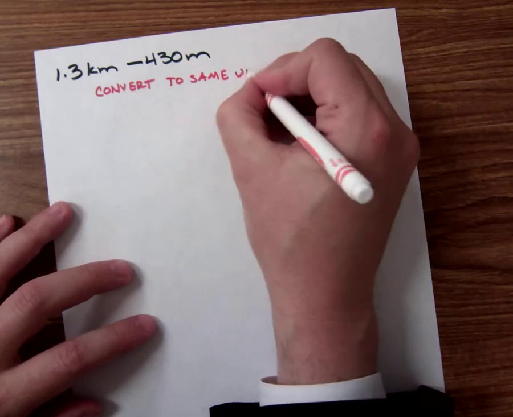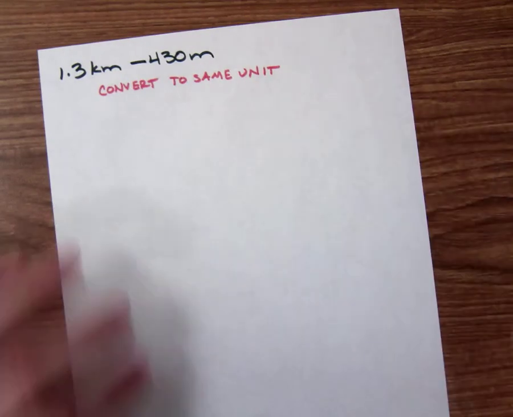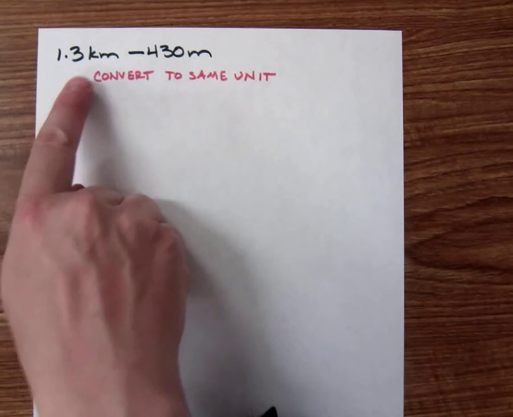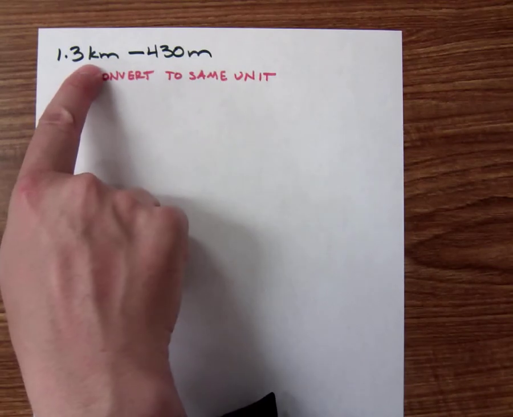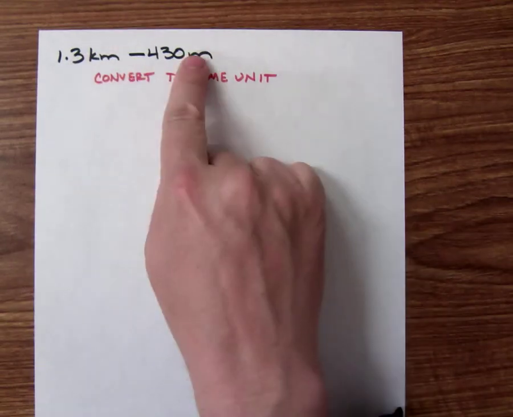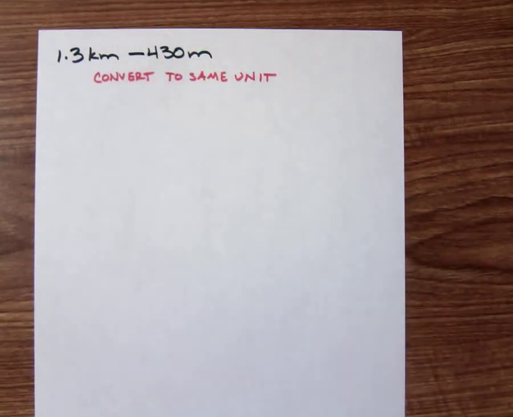It doesn't matter what unit that is. I have kilometers as my first number, and I have meters as my second, so I could either convert the kilometers into meters, so that these are both meters, or I can convert the meters into kilometers, so that they're both kilometers. I like converting them to meters, so that we can avoid decimals. If we convert the kilometers into meters, we won't have any decimals here.